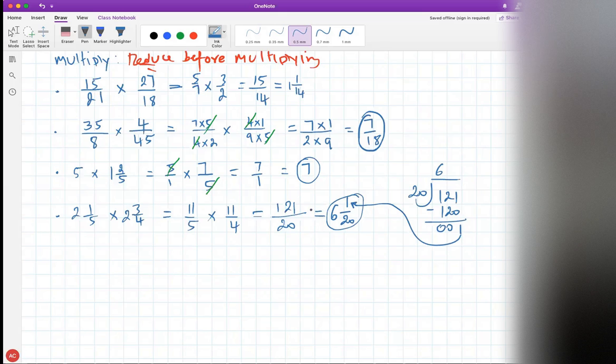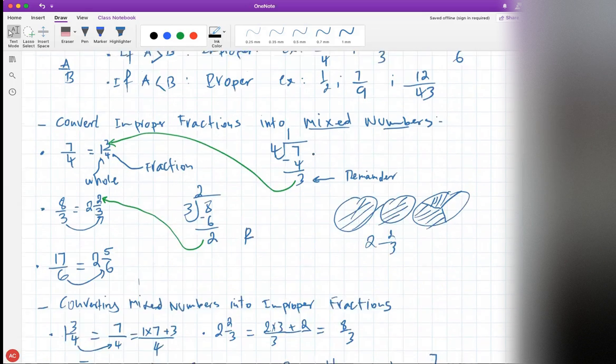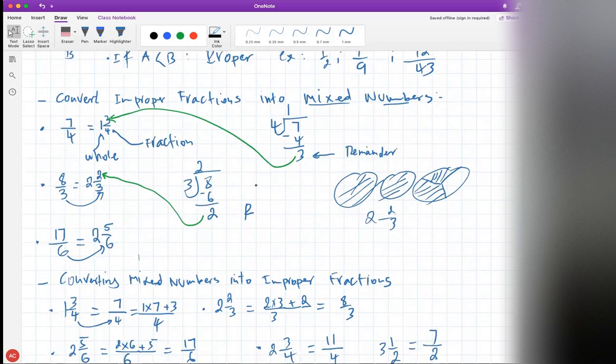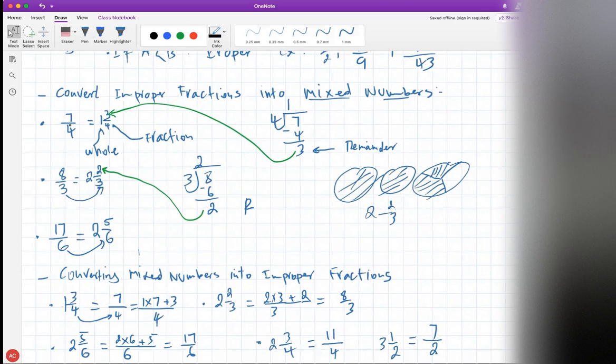So that's basically how you multiply mixed numbers. This is how we did it in the beginning. We did it earlier when we converted mixed into improper, and improper into mixed. That's what we've been doing.